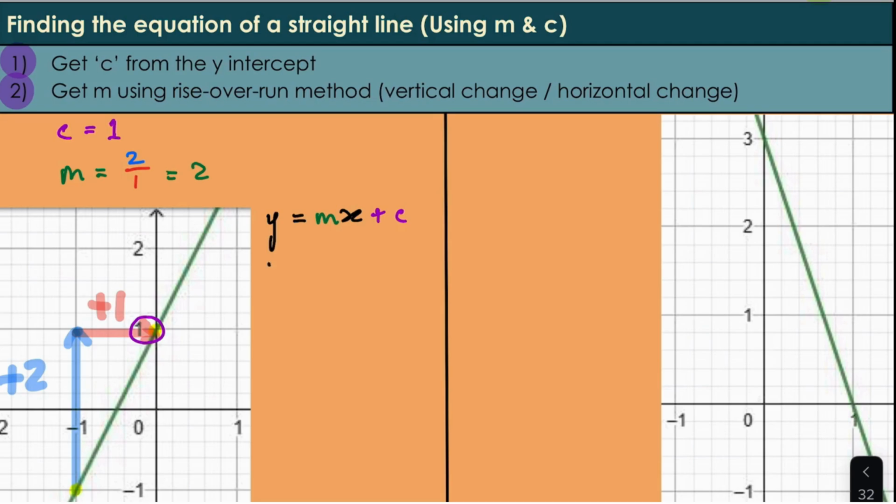So we can now replace the m and c and have our full equation. Our m value is 2, and our c value is positive 1. And there we have our equation of that line. Let's try our second one.